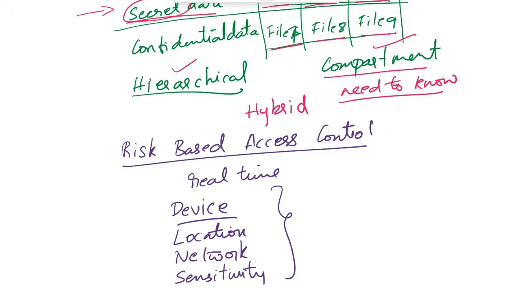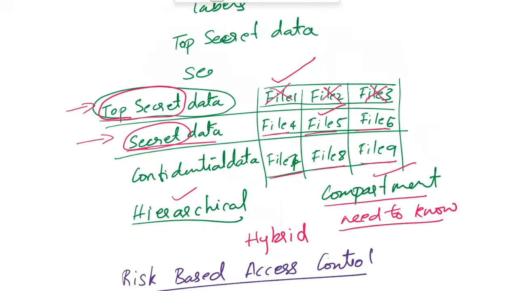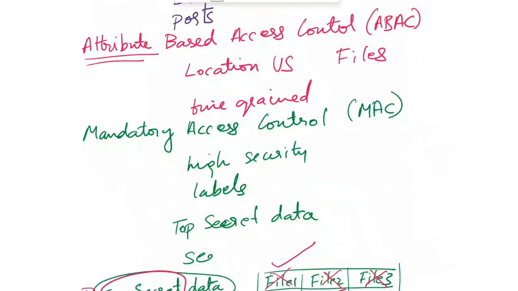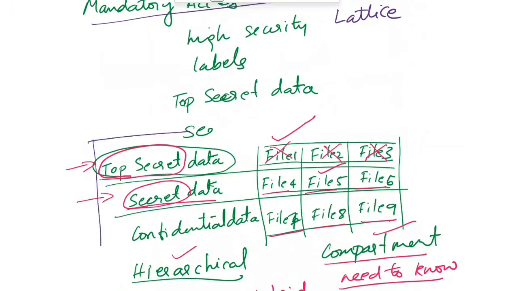Based on the analysis of these factors, either the user can log in normally, for example by providing their user ID and password, or sometimes it asks for more proof, maybe MFA or OTPs, or it asks you to register the device with the company portal. Something I forgot to mention here is that the MAC model is also called the lattice model, because it looks like a lattice.